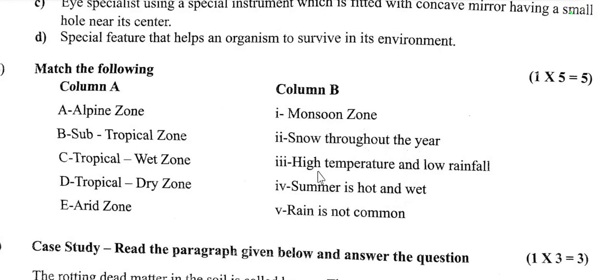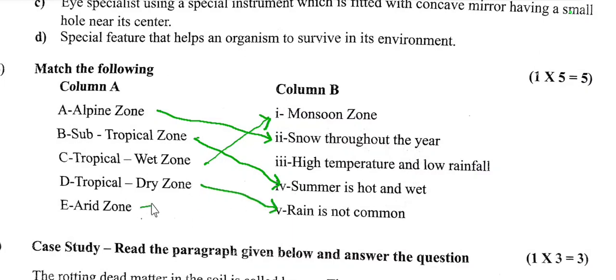This is question number 6, and this too is easy but a bit confusing. Alpine zone is snow throughout the year, so this would be like this. And subtropical zone is summer is hot and wet. And tropical wet zone, this is monsoon zone. And then tropical dry zone, this is rain not common. And arid zone is high temperature and low rainfall. And for this you will get 5 marks.